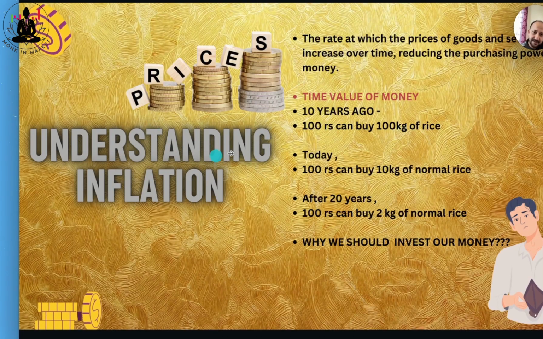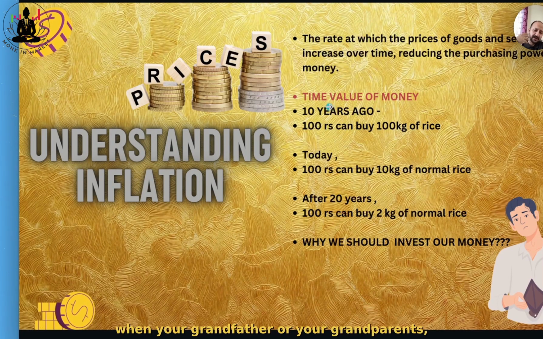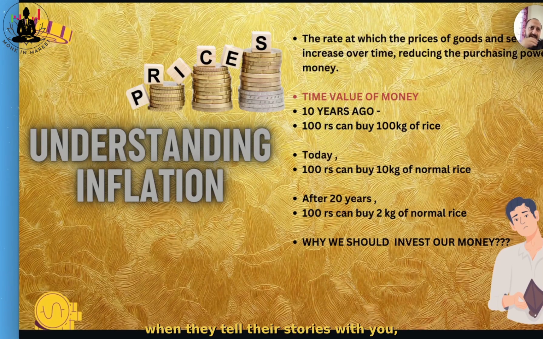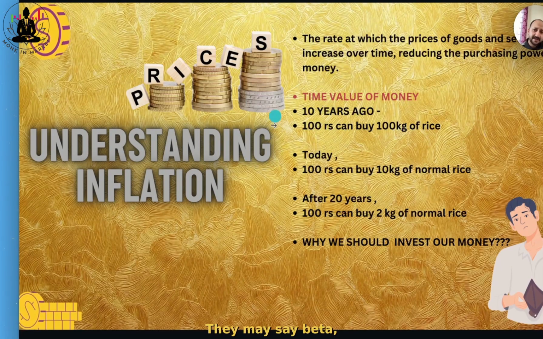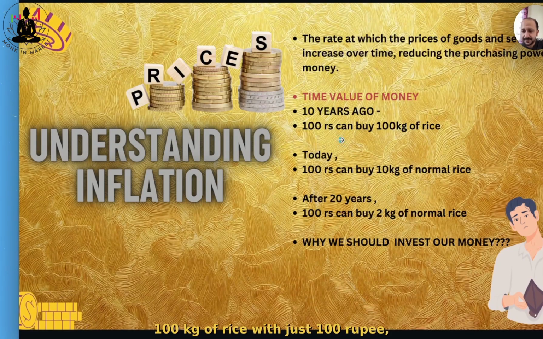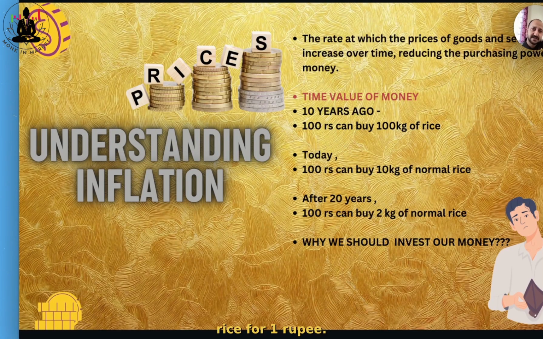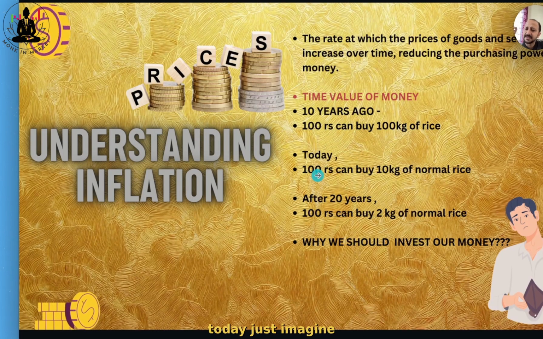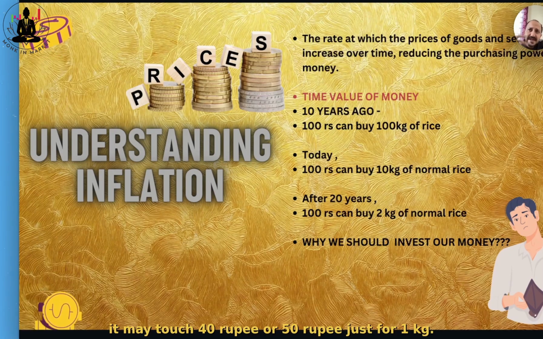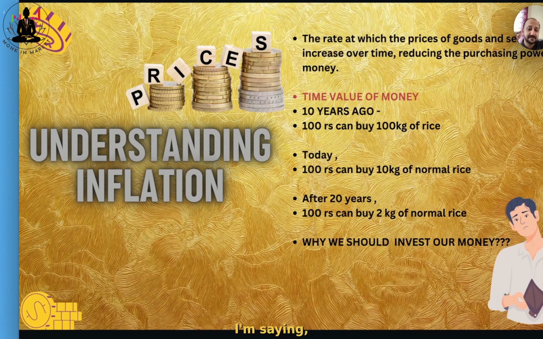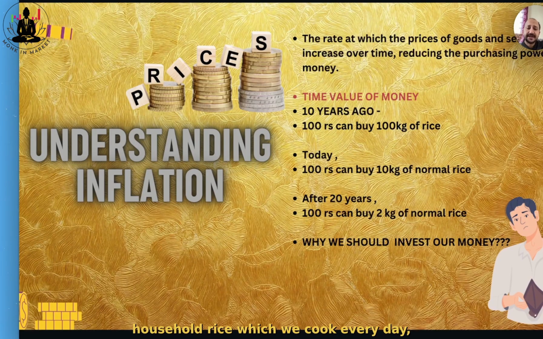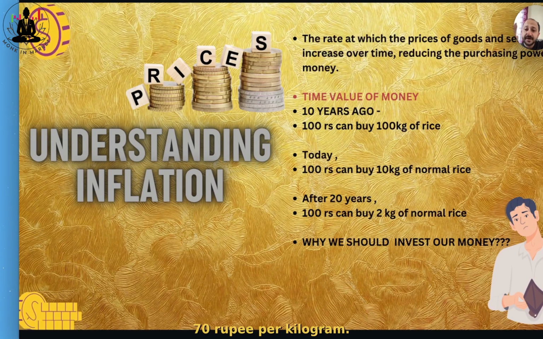Let me give you an example for this. 10 years ago, when your grandparents tell you their stories, they may say, beta, in our time, we could purchase 100 kg of rice with just 100 rupees. Means 1 kg of rice for 1 rupee. See the purchasing power. But guys, today, just imagine, to buy a good quality rice, it may touch 40 or 50 rupees, just for 1 kg. I'm not even saying best basmati rice. A normal household rice which we cook every day may touch 50, 60, 70 rupees per kg.